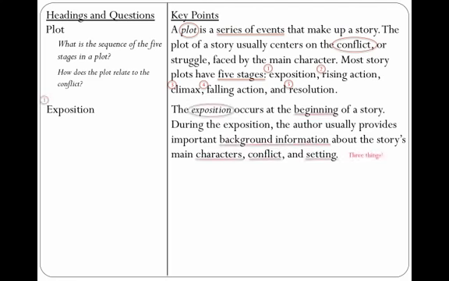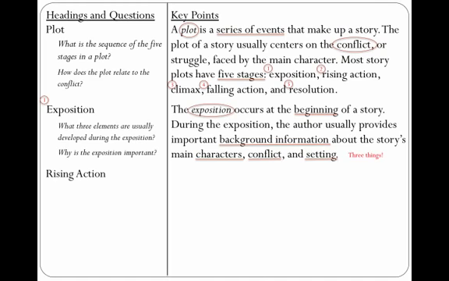A few annotations that I made are, first, I circled exposition as a key word, then I underlined some of the important ideas that you can find in this text. So first of all, the exposition occurs at the beginning of a story, and it gives important background information about the following 3 things: characters, conflict, and setting. Remember those 3 things. One question that you can ask yourself to help you study this note is, what 3 elements are usually developed during the exposition? Another question is, why is the exposition important?